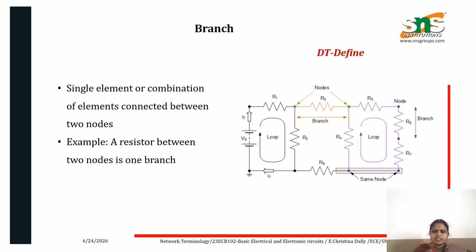The next one, we are going to see the branches. What do we mean by a branch? It is a single element or a combination of elements connected between two nodes. So we have the branches and the nodes. Here the resistor R3 is connected, and the nodes are represented as N1 and N2. Both the nodes are connected with the resistor, which is termed the branch. So a resistor between two nodes is considered to be a branch.